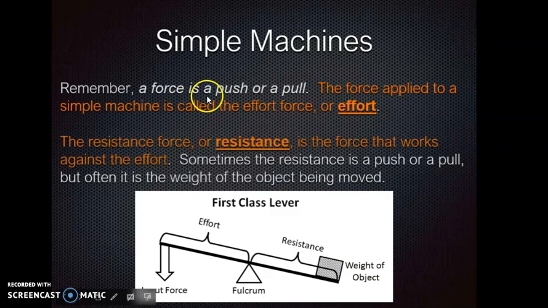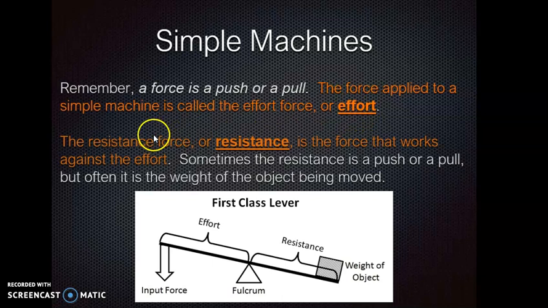So remember, a force, again, is a push or a pull. The force that's applied to a simple machine, we call the effort force, or simply effort. The resistance force, or resistance, is the force that works against the effort. Sometimes the resistance is a push or a pull, but often it's the weight of an object being moved. If we look here, we have the resistance over here because there's a weight of an object on this seesaw. The effort would be right here where we have to push down. This is where we're putting all of our effort in order to move the resistance.